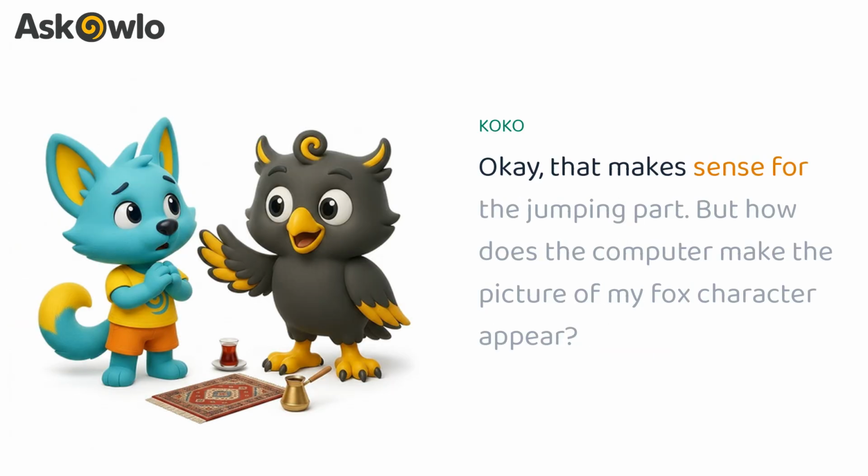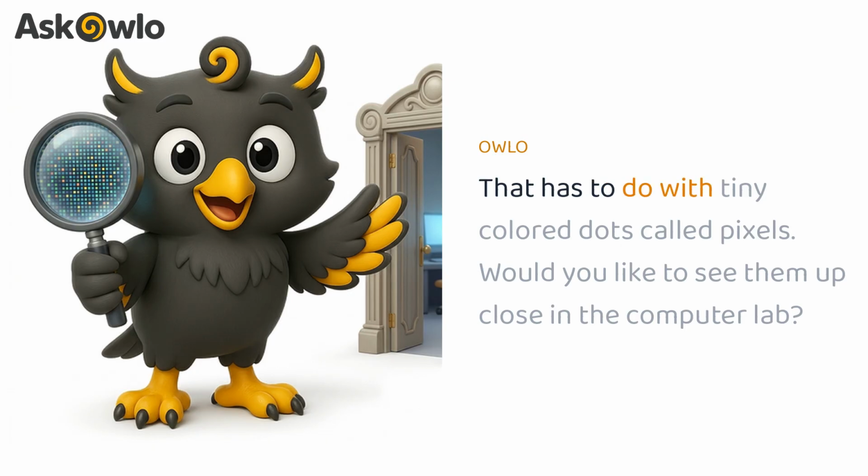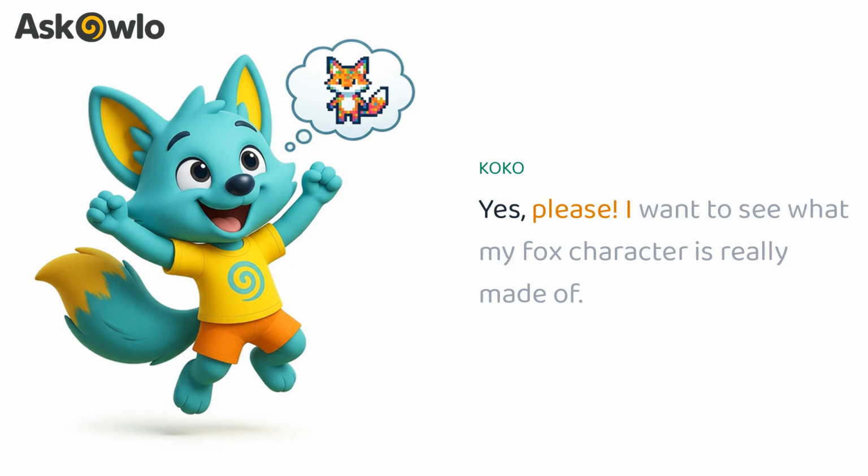Okay, that makes sense for the jumping part. But how does the computer make the picture of my fox character appear? That has to do with tiny colored dots called pixels. Would you like to see them up close in the computer lab? Yes, please. I want to see what my fox character is really made of.